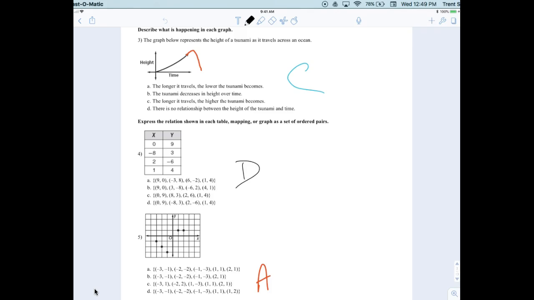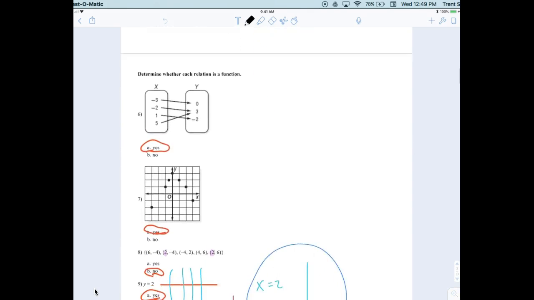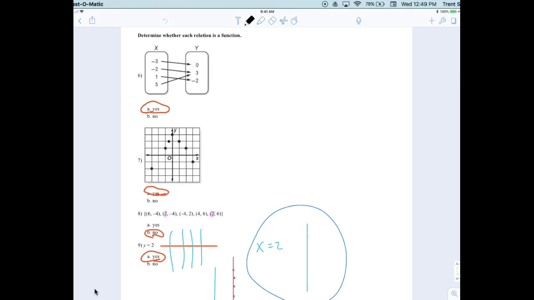So 4 is D. 5 is A. Everybody good with this? Pretty straightforward. As I scroll through, you have to let me know. Determine whether the relation is a function. Remember, a function is if all of the x values are different.